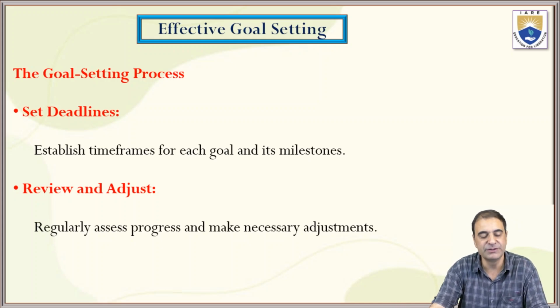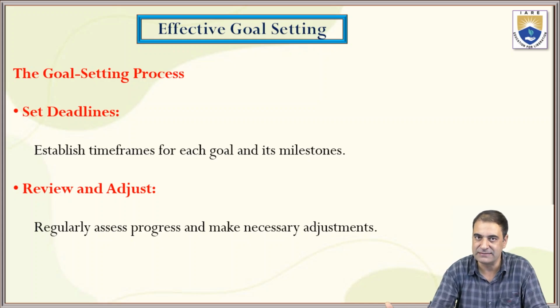And the next important point is review and adjust. Regularly assess progress and make necessary adjustments. That's very important. In the process of goal setting, one needs to review continuously so that one can see the positive and the negative aspects, the plus points and the drawbacks, or the strengths and the weaknesses. That's why the review is important.